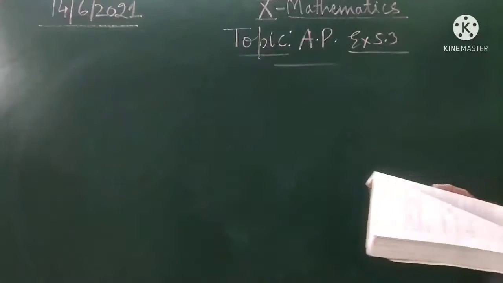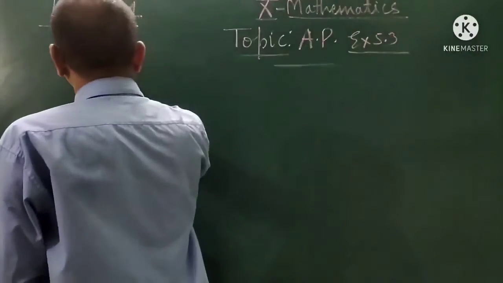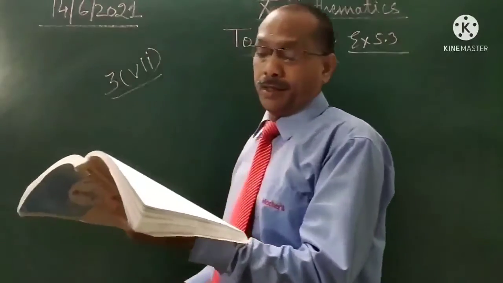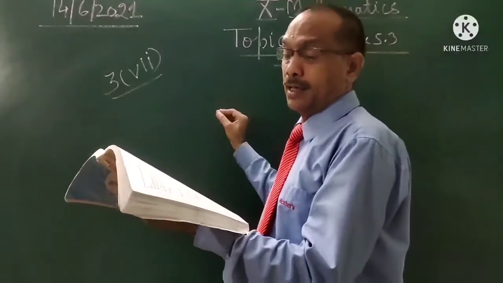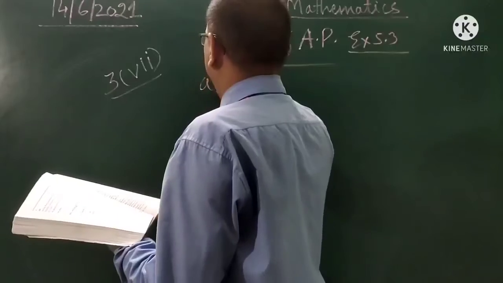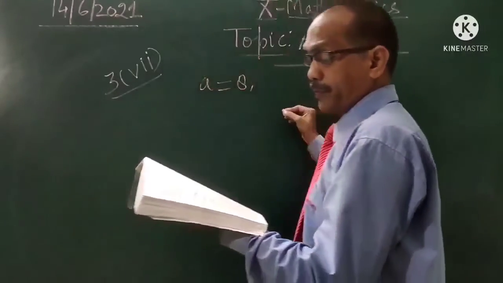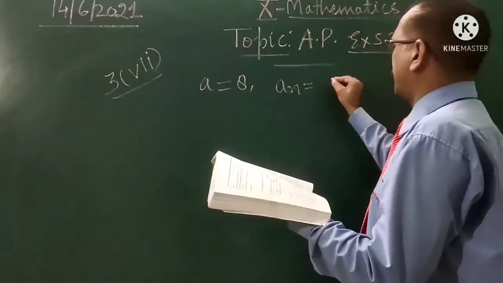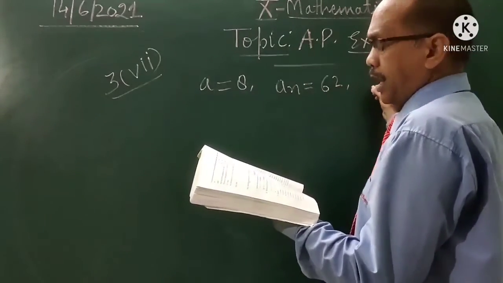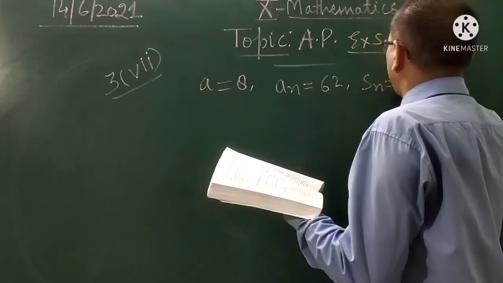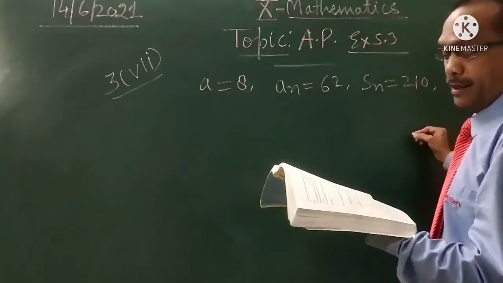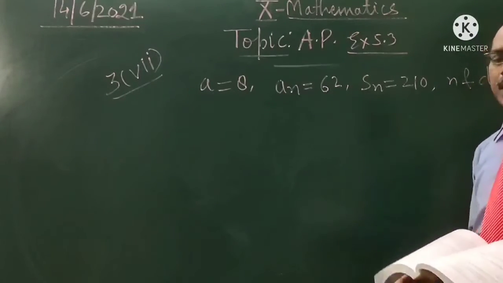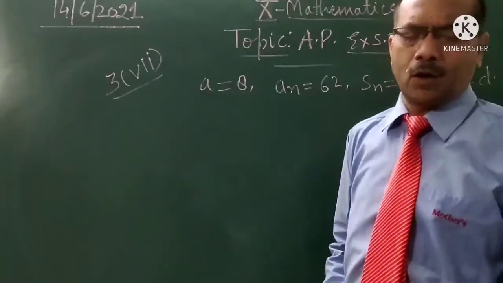Student, now 7th part. Here a equal to 2, an, it is another term which is 62. Now Sn, it is 210. Find n and d. We have to find the another term and the common difference.